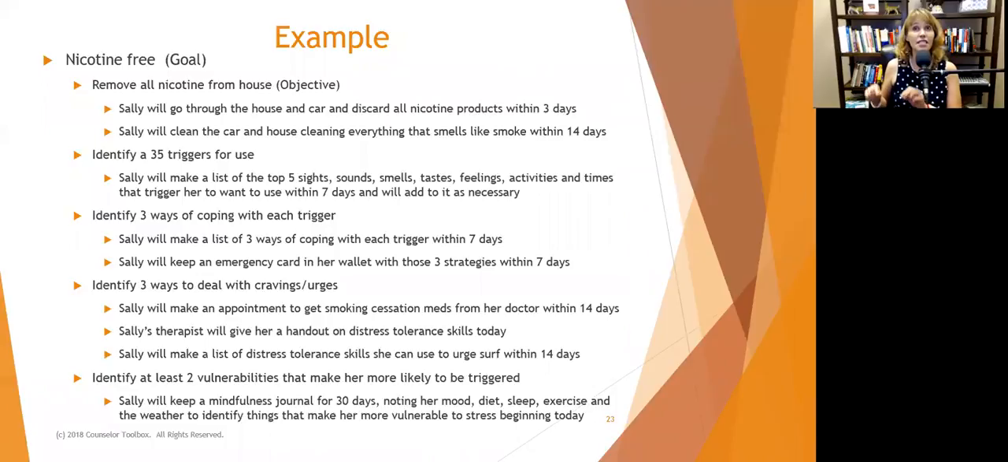Sally will make a list of 3 ways of coping with each trigger within 7 days. Sally will keep an emergency card in her wallet with those 3 strategies within 7 days. So we want her to create 3 generalized ways of coping when she starts getting that urge to use. What can she do? And to create an emergency card. Identify 3 ways to deal with urges and cravings.